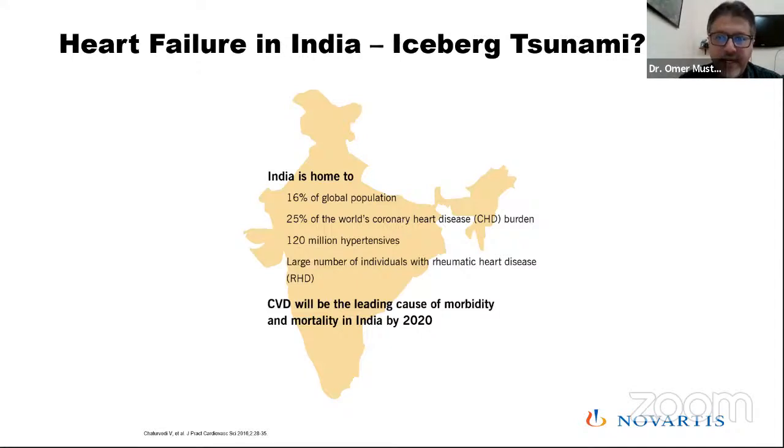So, heart failure in India, it's like a tsunami, and we can only see the tip of the iceberg. So basically 16% of the global population we have, 25% of the world's coronary artery disease, around 120 million hypertensives, and a large number of individuals with rheumatic heart disease. So basically we are one of the top leaders for cardiovascular morbidity and mortality in the world.